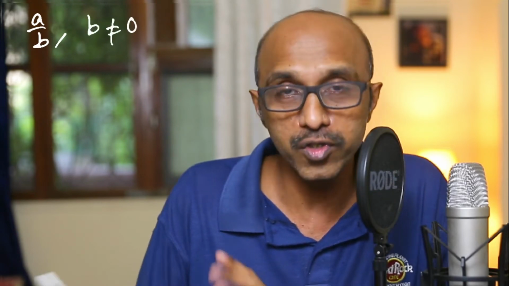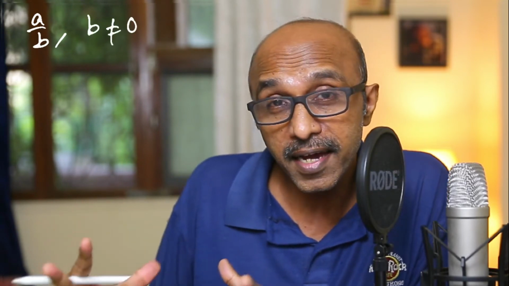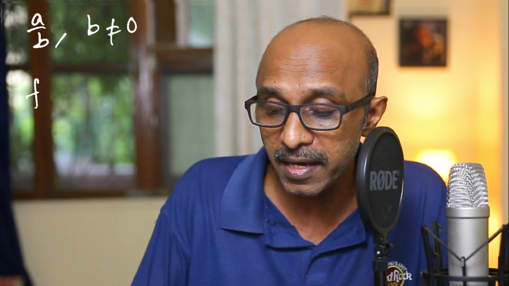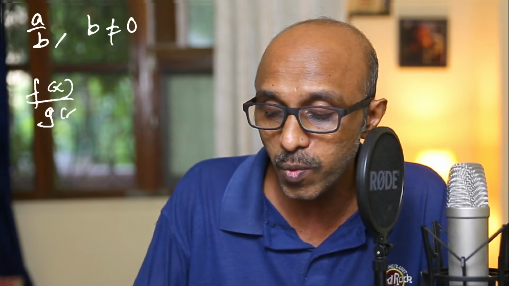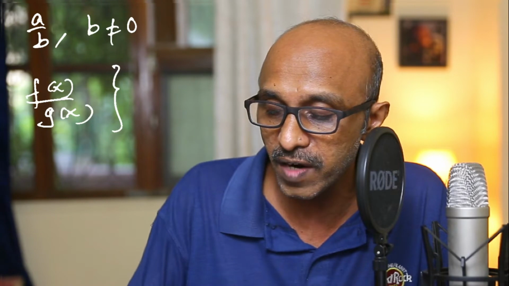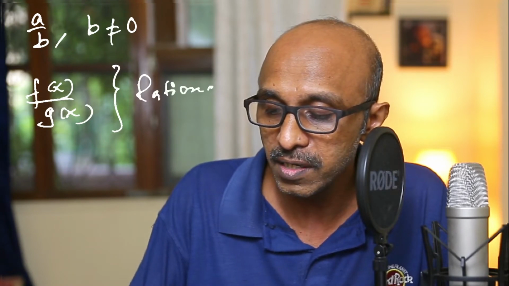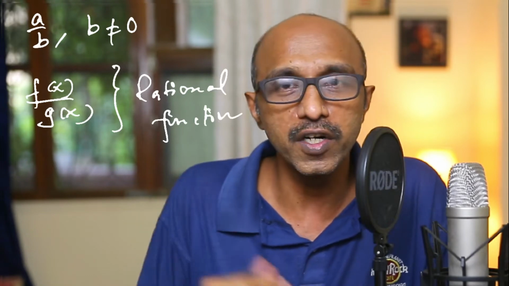When we studied fractions in middle school, fractions like a over b, we were told very clearly that the denominator b cannot be equal to 0. So when we translate the idea into functions and we study something like f of x over g of x, that's what a rational function is. A rational function is basically a ratio of functions.